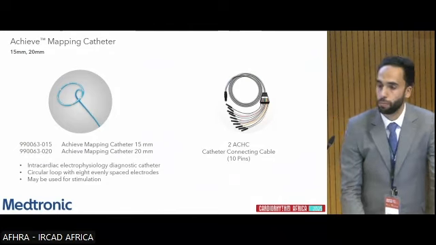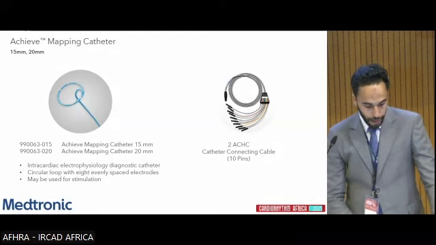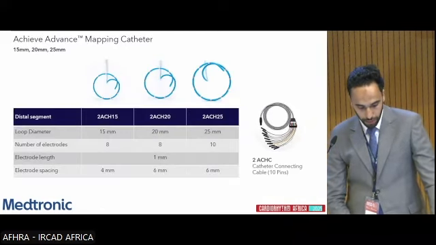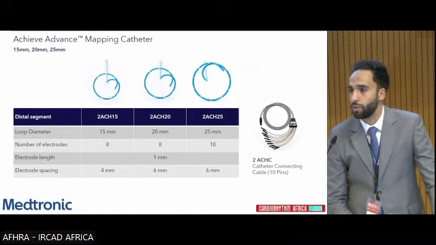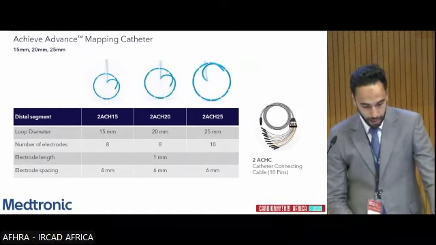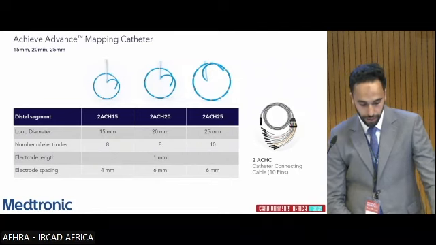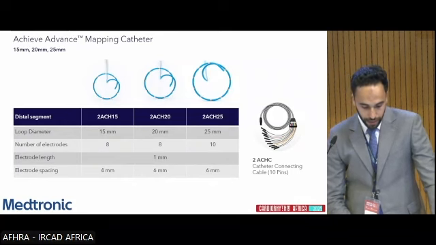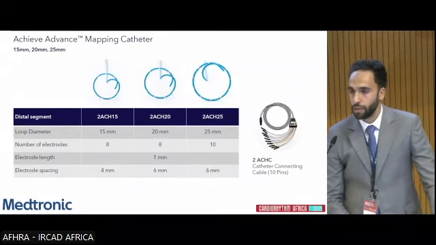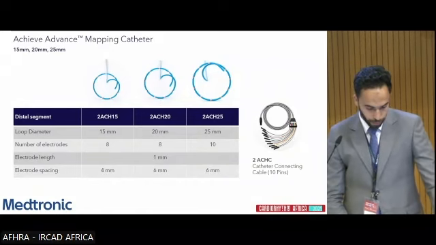The third component of the procedure is the Achieve or mapping catheter. We have 3 diameters of Achieve, and the most common one is the Achieve 20 millimeter diameter. The first one is 15 millimeter with 8 electrodes, and the 20 millimeter has 8 electrodes too, and the 25 millimeter has 10 electrodes, but all of these catheters use the same Achieve cable, which is connected to the PIM box.